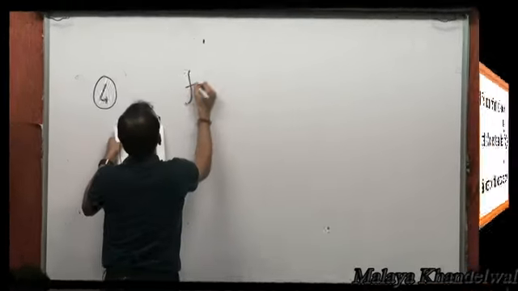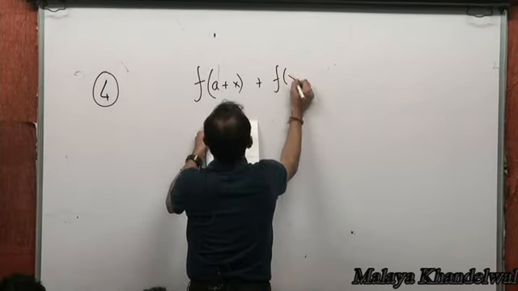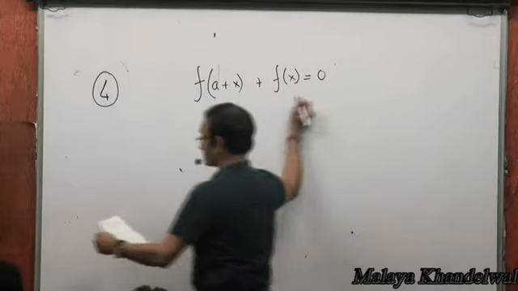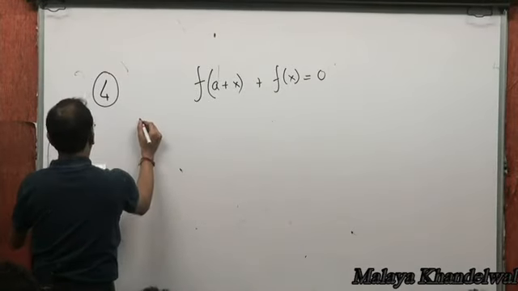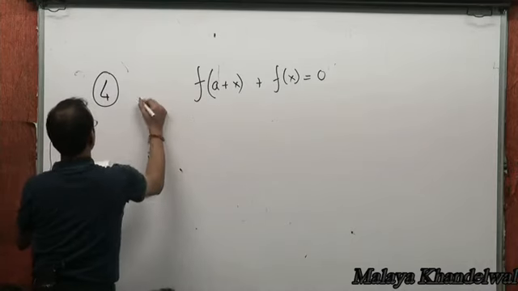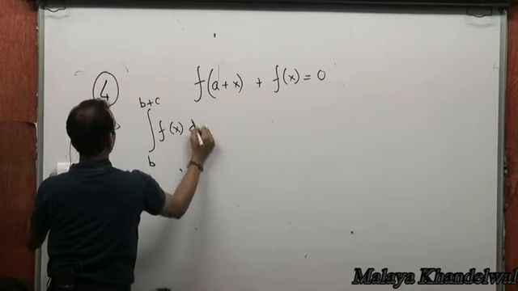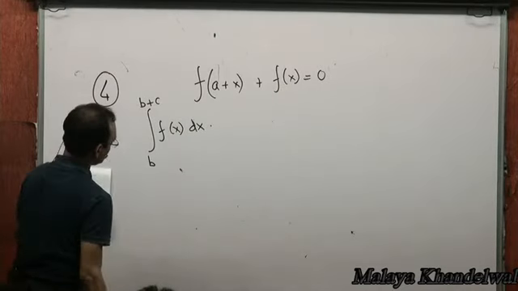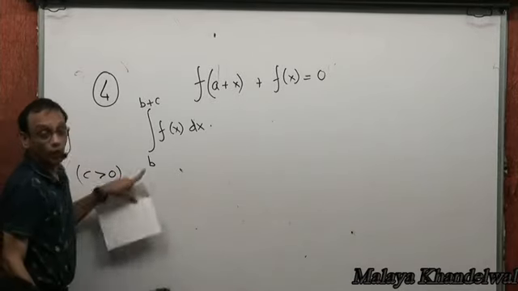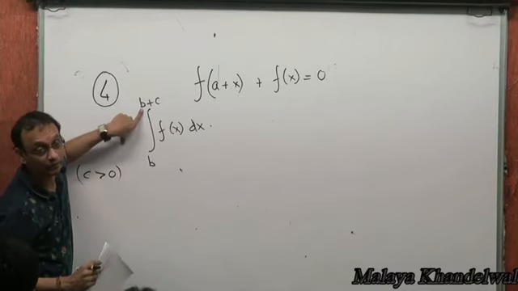f is a function satisfying f of a plus x plus f of x is 0, for all real x. And there is an integral from b to b plus c of f(x) dx. We want to find the smallest positive value of c for which this is independent of b.